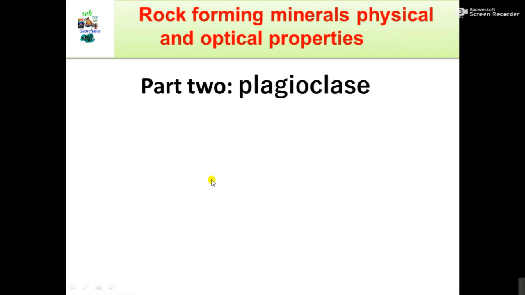So we'll continue with Plagioclase. Plagioclase is a basic rock-forming mineral from the feldspar group. So we will discuss Plagioclase physical and optical properties briefly. Let us continue.